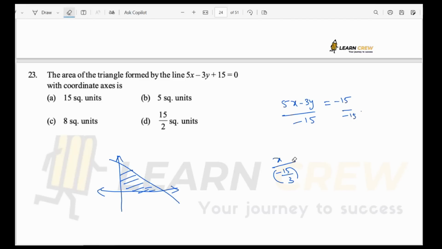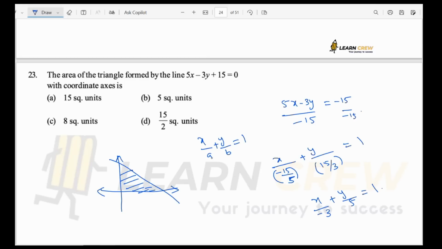Minus into minus plus now. So what are you going to get? Plus... how much? Tell me. Y by 15 by 3. Yes or no? Here 15 by 5 is equal to 1. So x by minus 3 plus y by 5 is equal to 1. Yes or no? Now it is in the form x by a plus y by b is equal to 1.